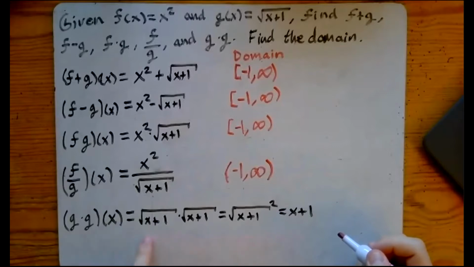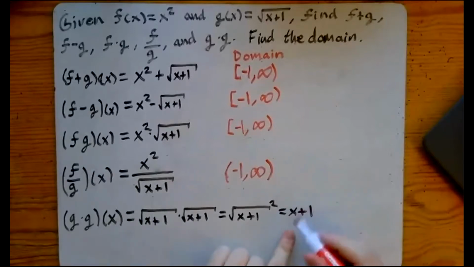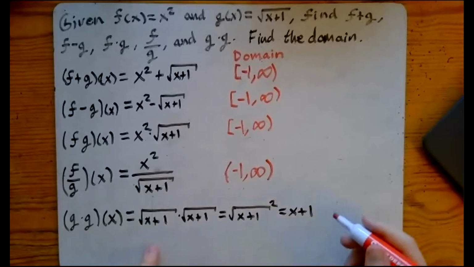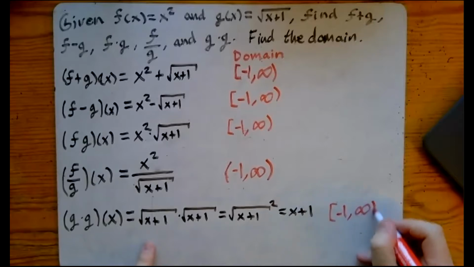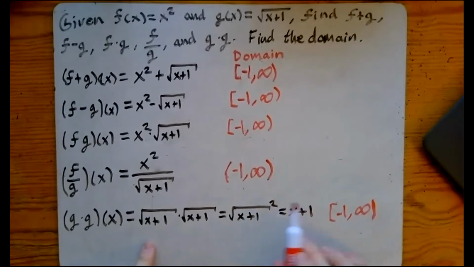Now, what about our last problem here? x plus 1 on its own has the domain all real numbers. I can plug anything I want into this. But the thing is that I got here from functions that did have a restriction on their domain. So I care about where I came from, not just what I end up with. So the domain is still negative 1 to infinity. I'm still not allowed to plug in negative 2 into this because I built it from building blocks where I couldn't do that.